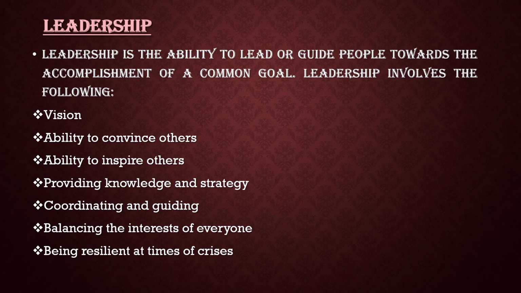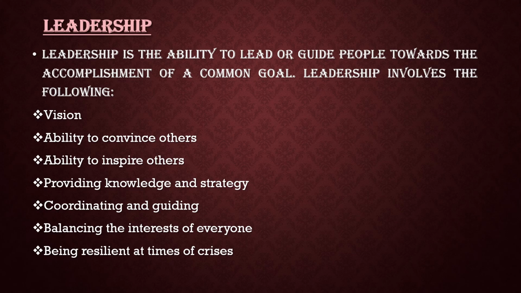Leadership. Leadership is the ability to lead or guide people towards the accomplishment of a common goal. And that is very important. Common goal. What is this common goal? Common when the leader and the followers have one goal in mind. That is the common goal. So leadership involves the ability to lead, the person whose ability is to lead or guide people towards reaching that common goal. That is leadership. It requires certain characteristics, right?